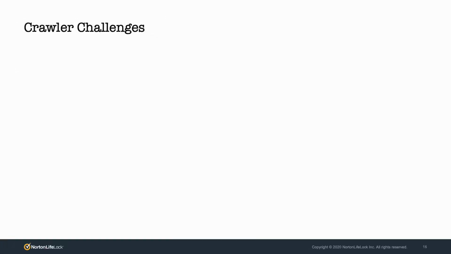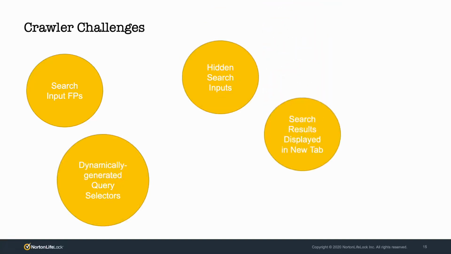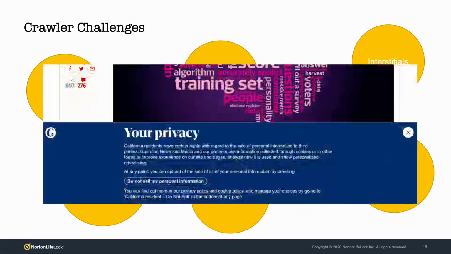We faced a number of challenges when running our crawler. For example, false positives when searching for search inputs in the HTML page, hidden search inputs, dynamically generated query selectors, search results displayed in a new tab, interstitials, captchas, and regional blocking. It took a significant amount of engineering effort to overcome these challenges.